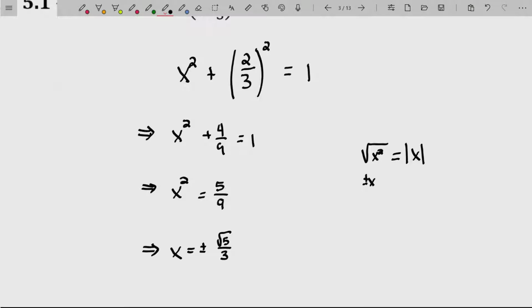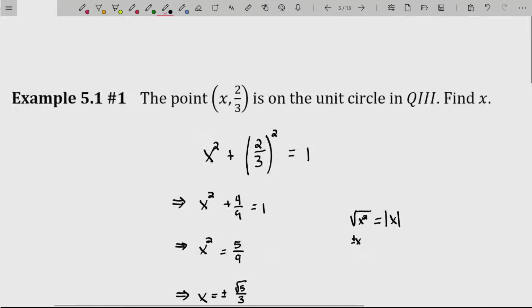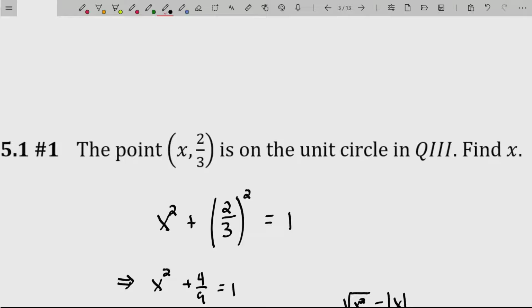Now remember, our constraint here is that this point is on the unit circle and it's in quadrant 3. Well, in quadrant 3, which is this quadrant right here, all the x values should be negative. Oh, that point can't be in quadrant 3. It should have been a negative 2/3. Sorry about that. It's my fault.